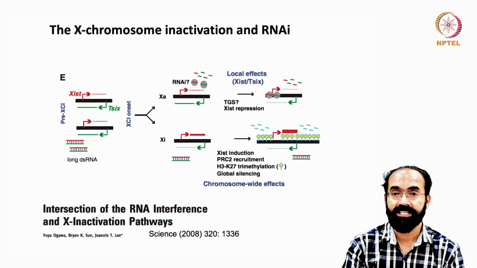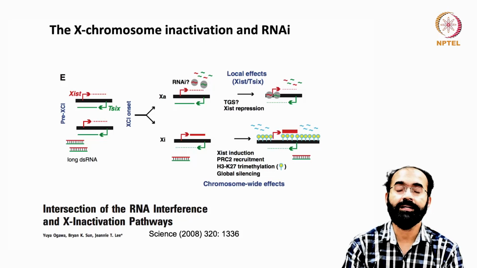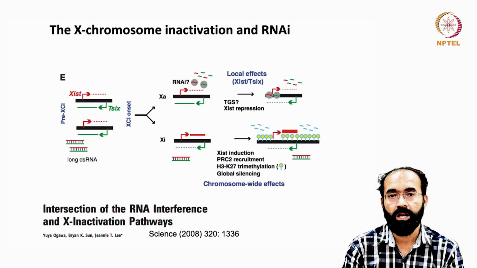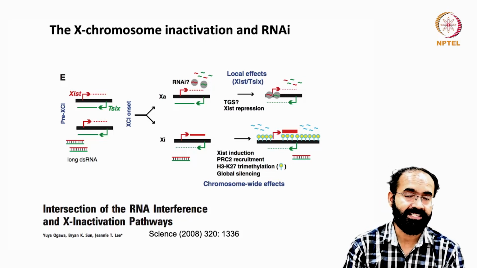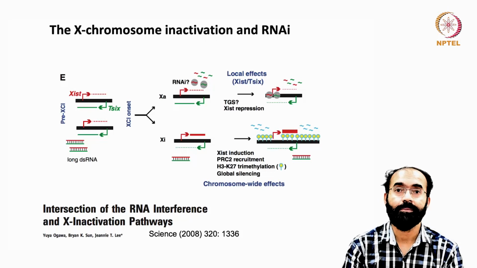If TGS is not working on Xist, then it cannot remain active. It will go automatically inactive. So the local effects of the Xist-Tsix interplay make sure that Xist is not expressed in the active X chromosome.